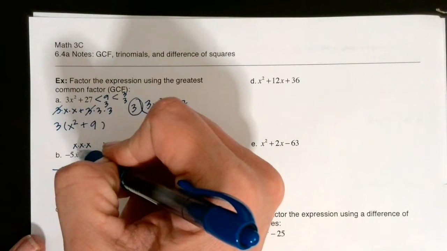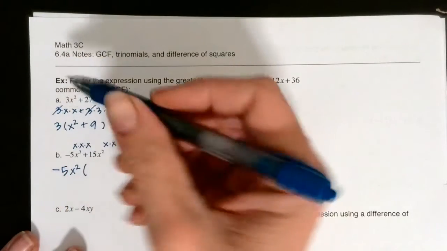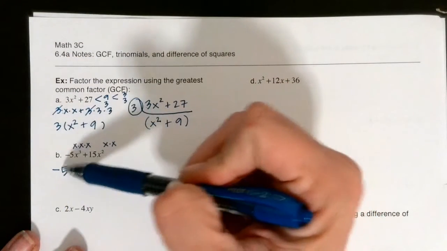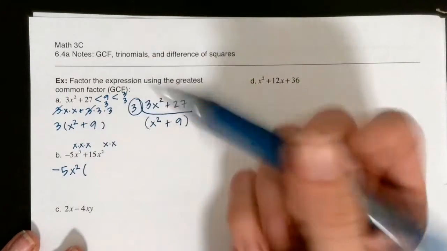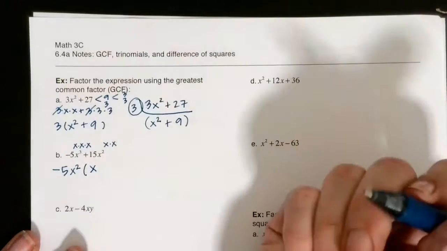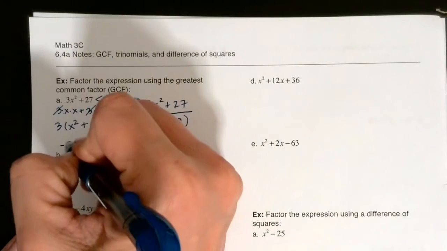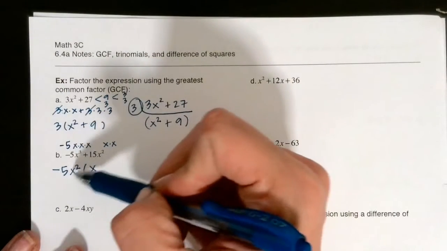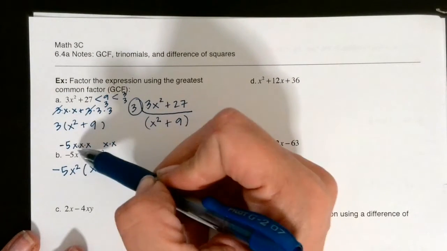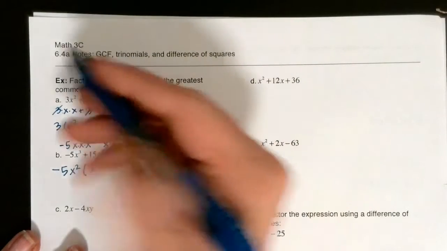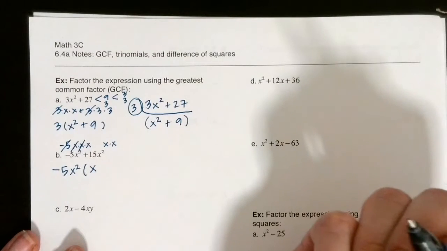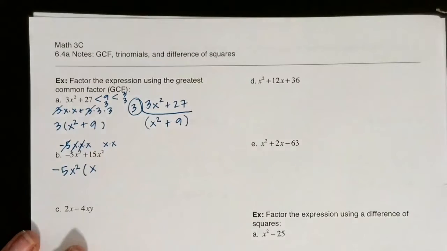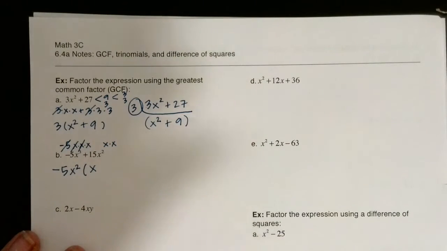Negative 5x cubed. Here's another way to look at it. Let me say it this way. Negative 5x squared times what would give me negative 5x cubed? So that would just be x, right? You can also look at it like this. Negative 5x cubed is this right here, and this is negative 5x squared. So cross out what you have, and what's left over is the x. Okay? So we're progressing beyond having to write all this out.